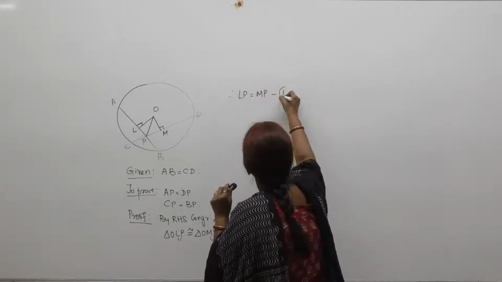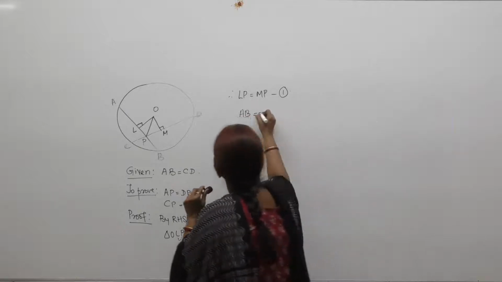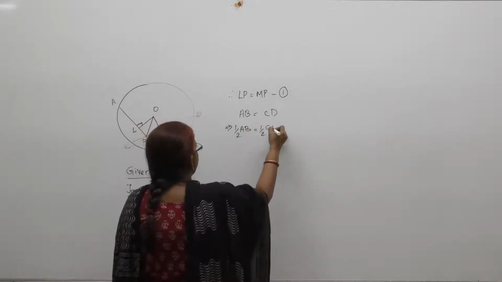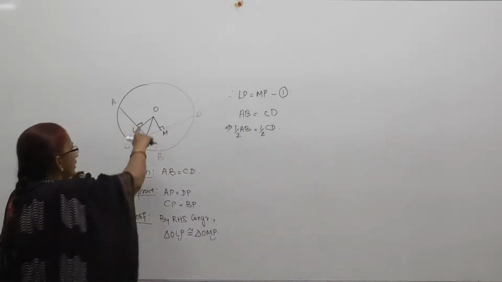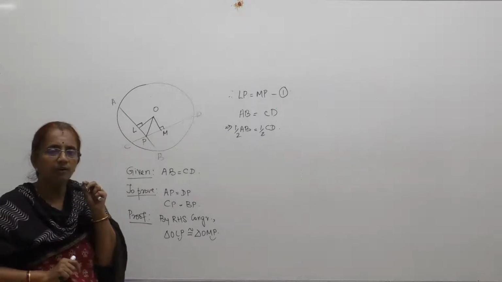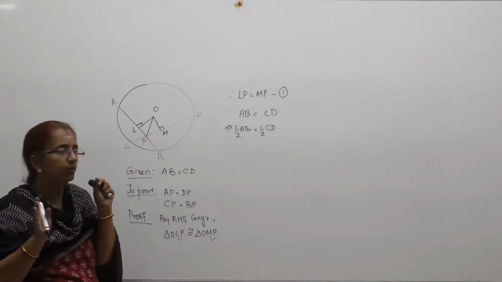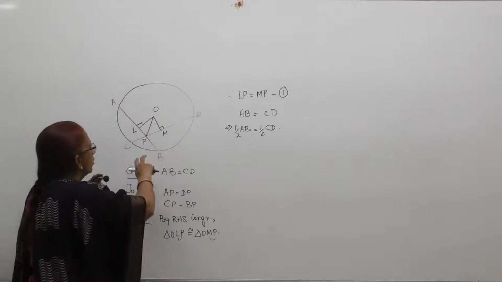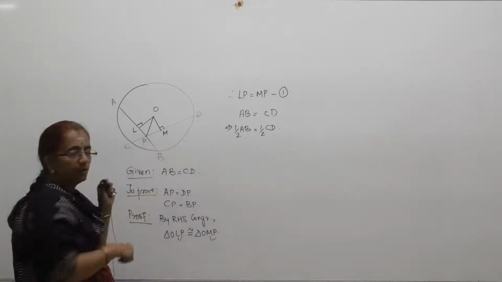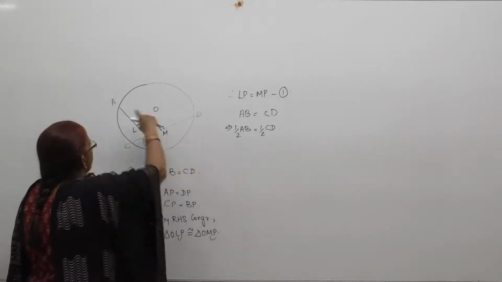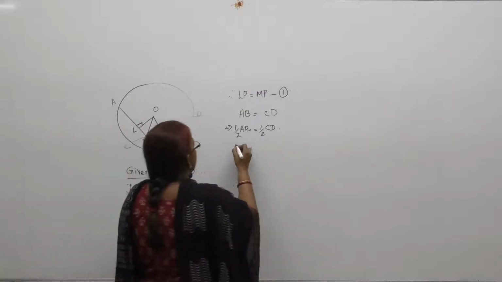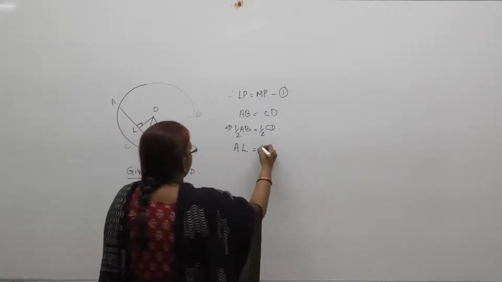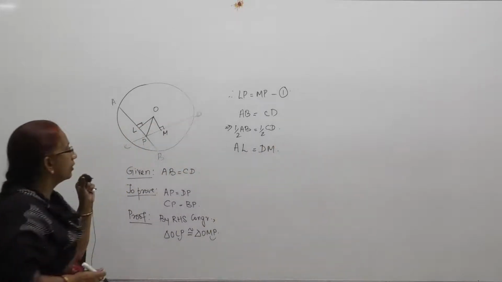Let us mark this as 1. Now we know that AB equals CD, which implies half of AB is equal to half of CD. What will the perpendicular from the center to the chord do to the chord? It will cut it into two equal parts. The perpendicular drawn from the center onto the chord will bisect the chord, which means AL and LB will be equal. So half of AB, I can write as AL, and half of CD, we can write as DM. Correct? So AL equals DM.